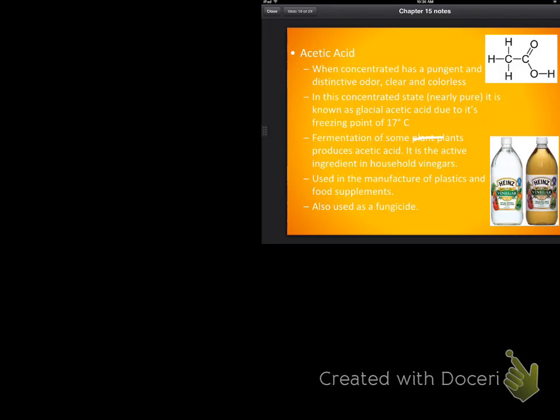When we say it's got a distinct odor, we could put a pretty dilute solution of acetic acid in this room, and I think any one of you would go, vinegar. It's that distinctive. And people seem to either love it or hate it. It's kind of like licorice. Some of you are going, vinegar, and some of you are going, ugh.